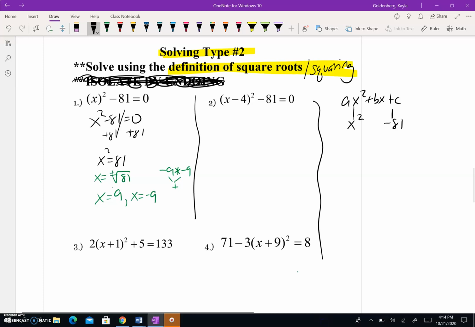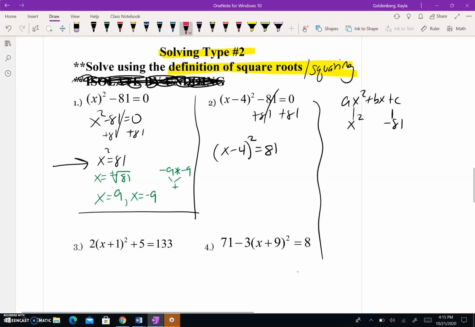Trying number 2. Number 2 is a little bit trickier. There's a little bit more going on. But let's think, okay. The last problem, I got it down to something squared equals a number, right? This was kind of the sweet spot. If I'm viewing this, it kind of looks like something squared minus 81 equals 0, right? So I'm going to try and do the same thing. I'm just going to add 81 to both sides. And then I've got x minus 4 squared equals 81.